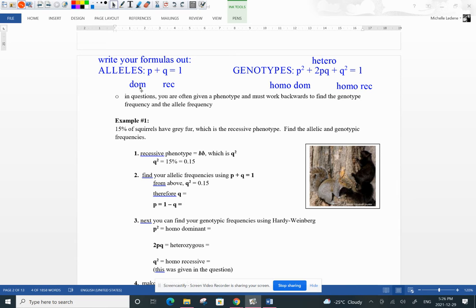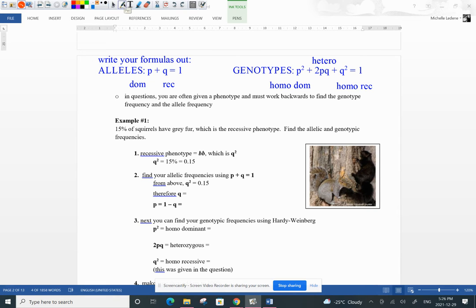The P is all of the individuals that have the dominant alleles. Q is everybody in the population, the frequency or the proportion that have recessive alleles. And then the genotypes, P squared is the homozygous dominant individuals in the population. The heteros, this term 2PQ is the heterozygous, and Q squared are the homozygous recessive.